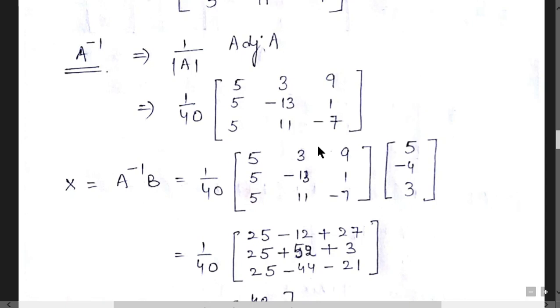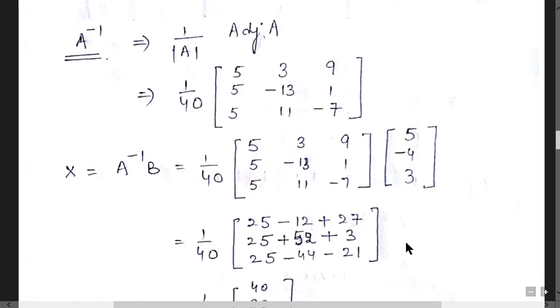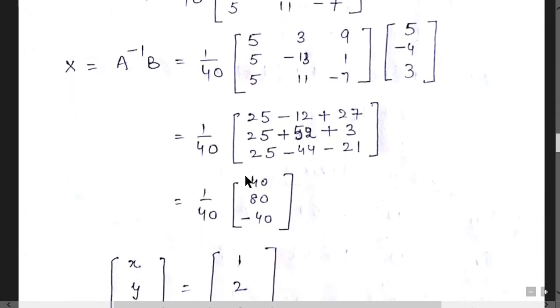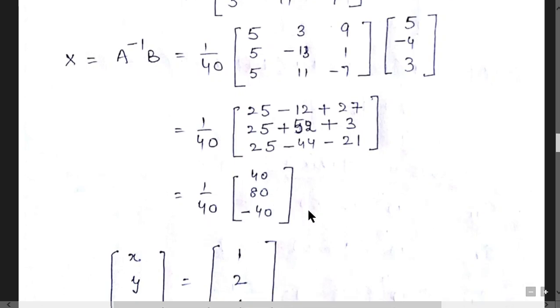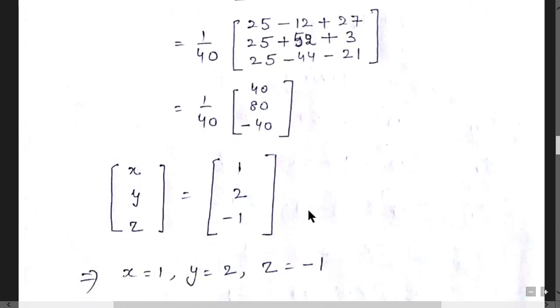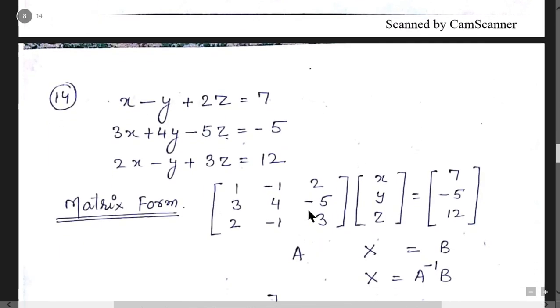Now multiply these values. 5 into 5, 25, then minus 12 and 27. It's 25 plus 52 plus 3 and 25 minus 44 minus 21. After calculation, you will get 40, 80 and minus 40. Clearly, when it's divided by 40, you will get 1, 2 and minus 1. These are the three values.